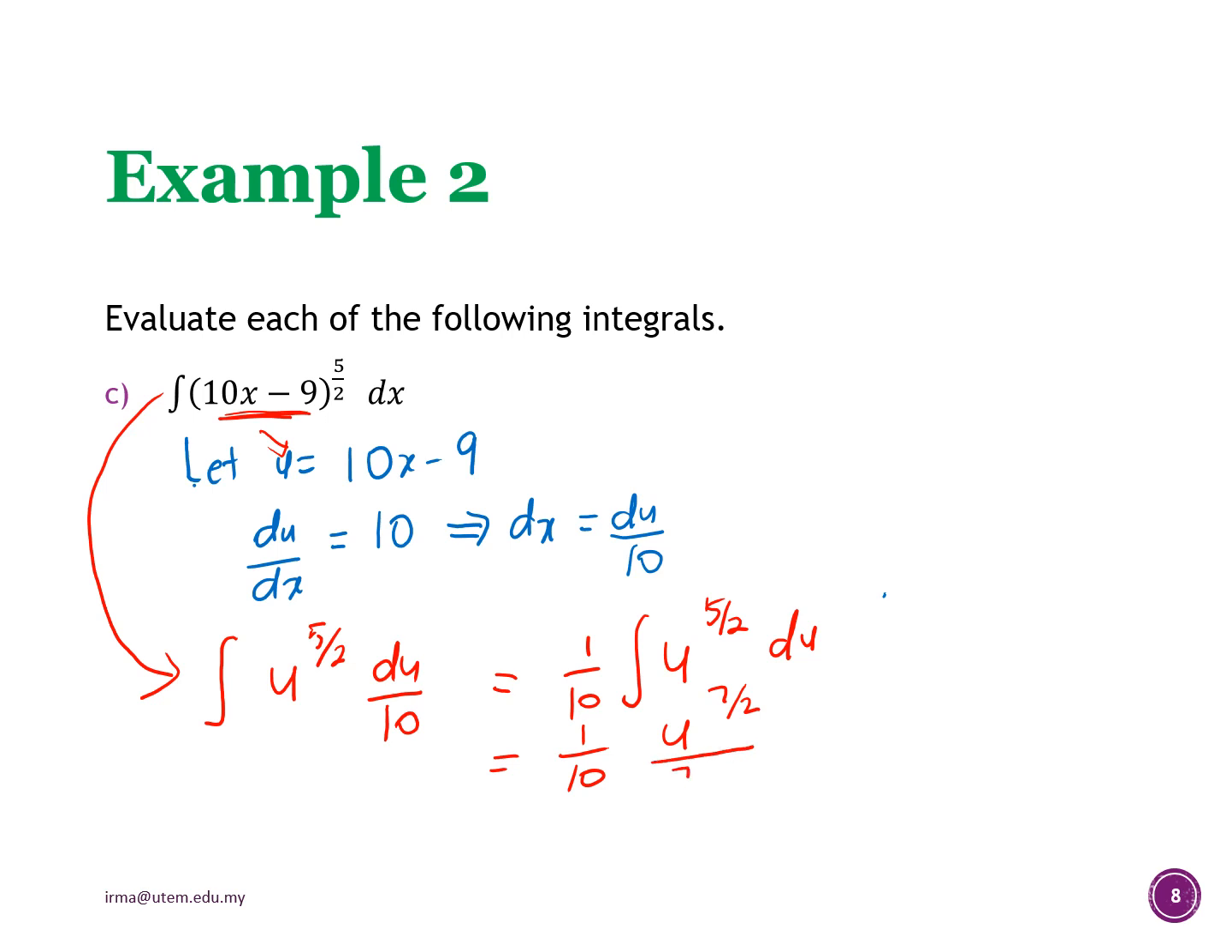So 1 over 7 over 2 as well. Simplify, this one will be 5, so you will have 1 over 35 u to the power of 7 over 2. That u you can replace with 10x minus 9 to the power of 7 over 2 plus c. So this will be the final answer.